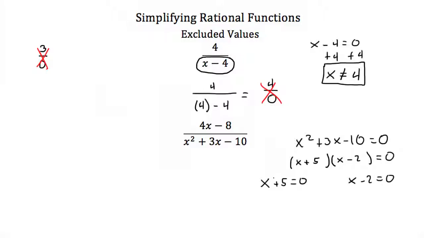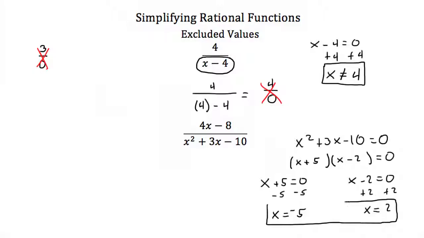Now if I have x plus 5 is equal to 0, I can just subtract 5 from both sides and I get x is equal to negative 5. If I have x minus 2 is equal to 0, then I would add 2 to both sides and I get x is equal to 2. So these are my excluded values. If x is equal to negative 5 or x is equal to 2, then my denominator here will equal 0. And then this function would not make any sense.